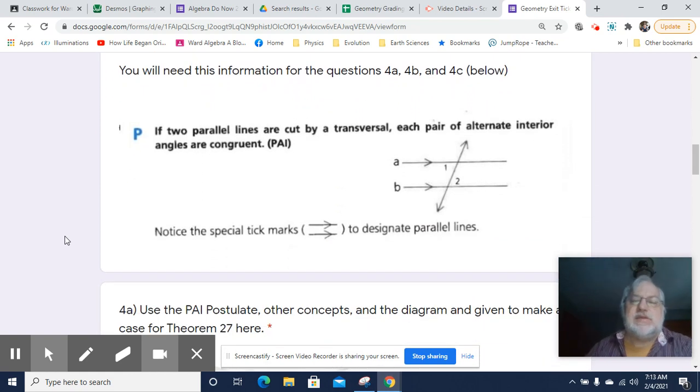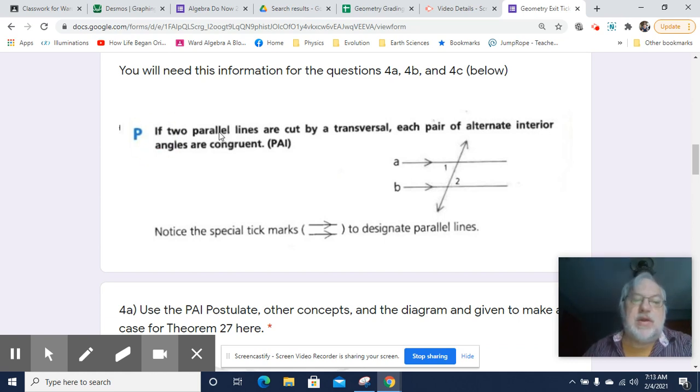You're going to need this. You needed this in the do now. You're going to need this again for the exit ticket. The postulate, this is the PAI postulate, or pairs of alternate interior angles postulate. Postulates are things we can assume, similar to straight lines make straight angles.